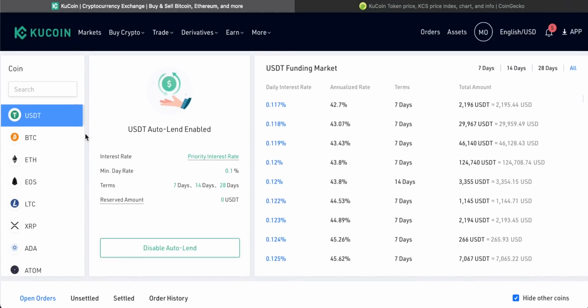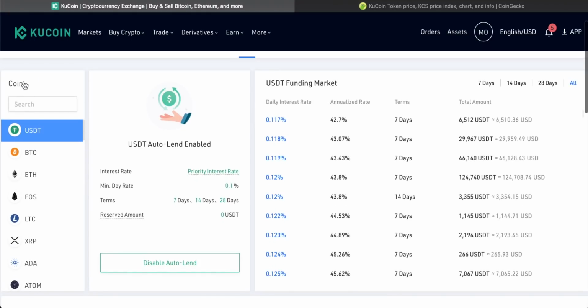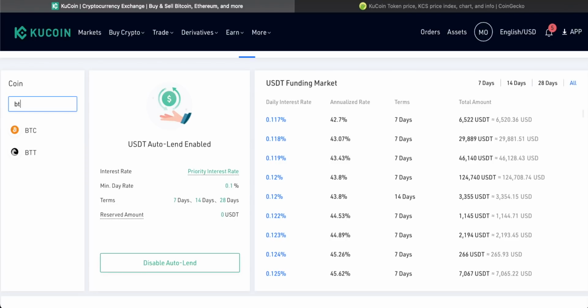So firstly, when it comes to supported coins, you can see them on this left-hand side. You can go and search for them. So let's type in BTC right here. You can search, or ETH, you can get that.